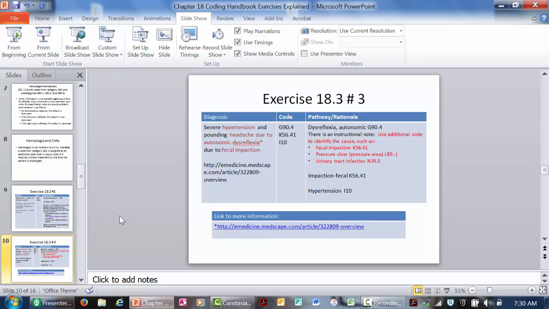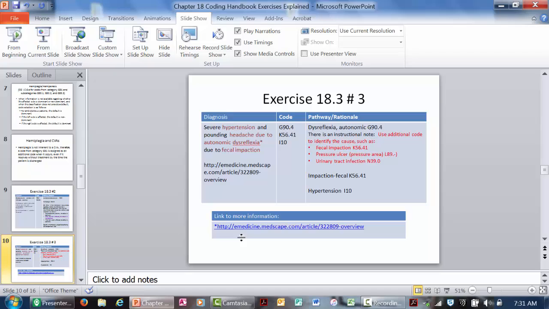Now let's look at exercise 18.3, number 3. Severe hypertension and pounding headache due to autonomic dysreflexia due to fecal impaction. I have a link here to more information, and this is talking about autonomic dysreflexia. If you're working, for example, at Craig Hospital, or really anywhere, any trauma center that's treating and rehabbing a spinal cord injury, autonomic dysreflexia is so important. It can be deadly if it's not addressed quickly.